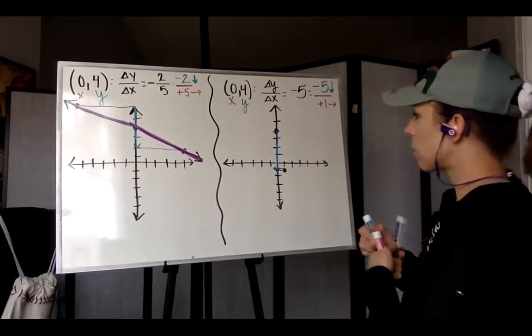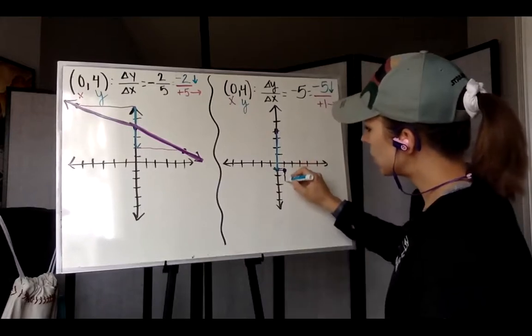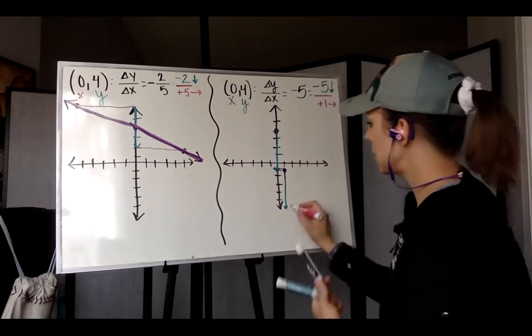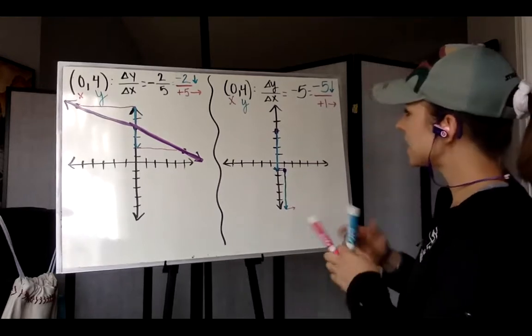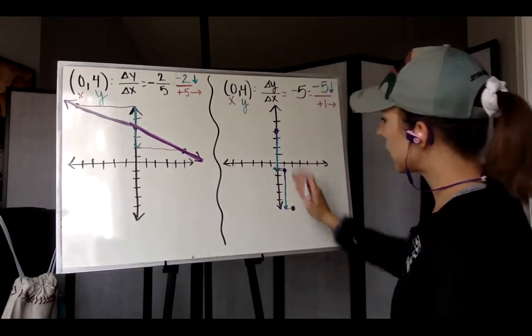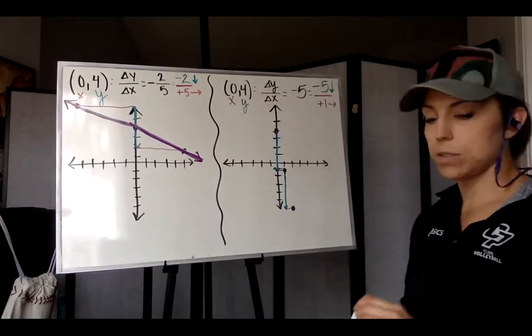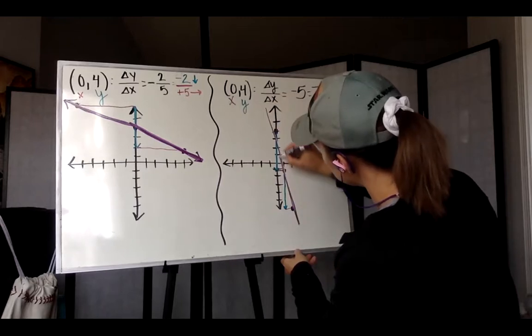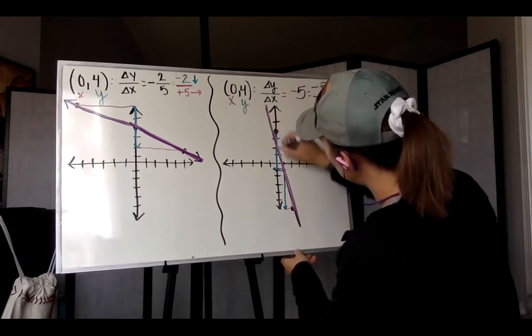I think I have enough room to go one more time. 1, 2, 3, 4, 5. Right 1. And it doesn't look like I have enough room to reverse it, so I can't go up 5 and left 1. So I'm just going to draw my line here. See if I can make it a little bit better this time. Oh yeah, that one was better.